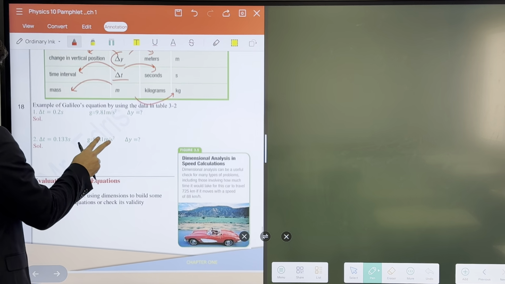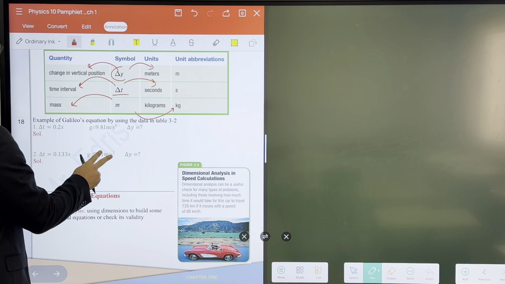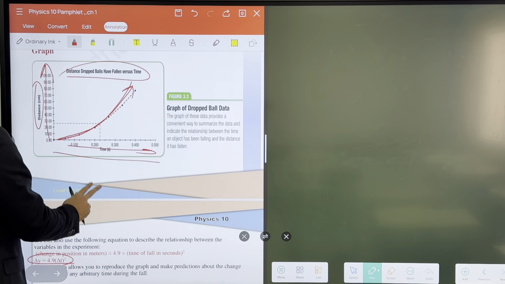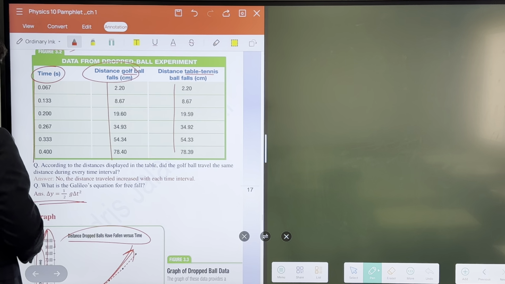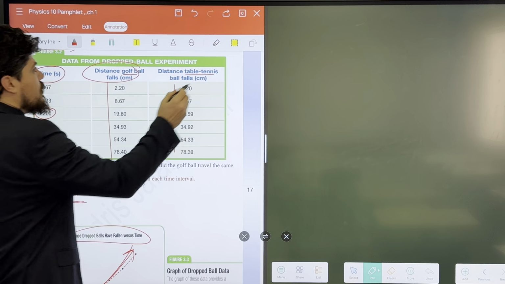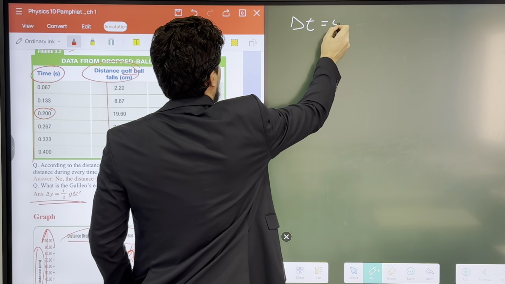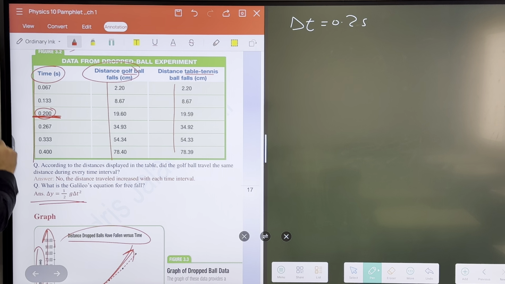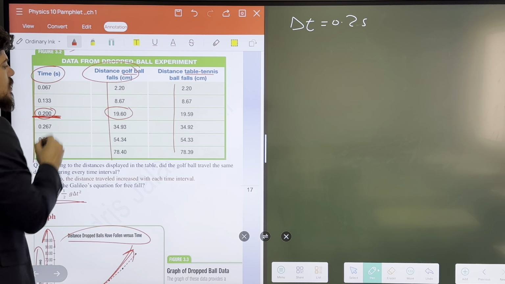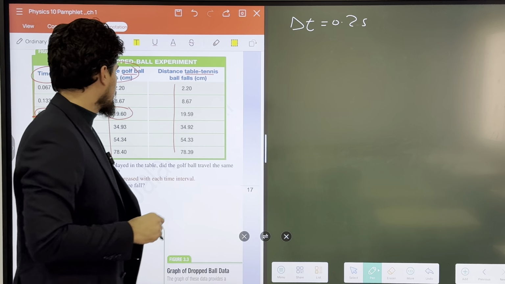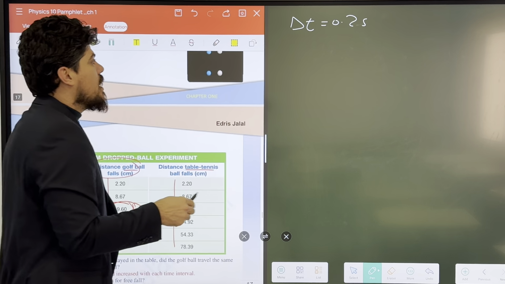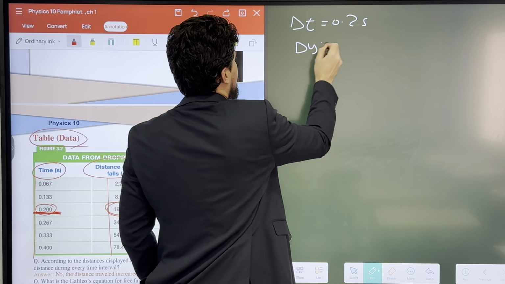Guys, look. When time is equal to 0.2 seconds, what will be the distance of the golf ball? It should be 19.6. Now I'm going to prove this number. This is delta y. If time is 0.2, what will be delta y?